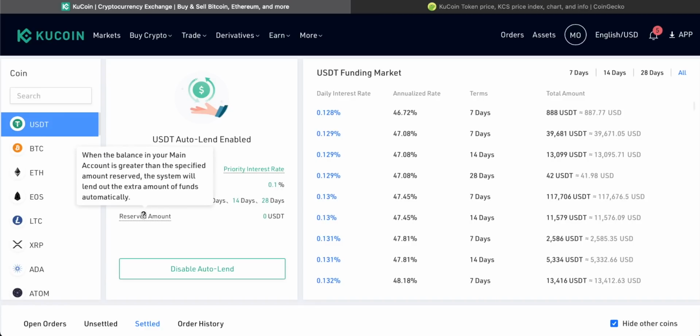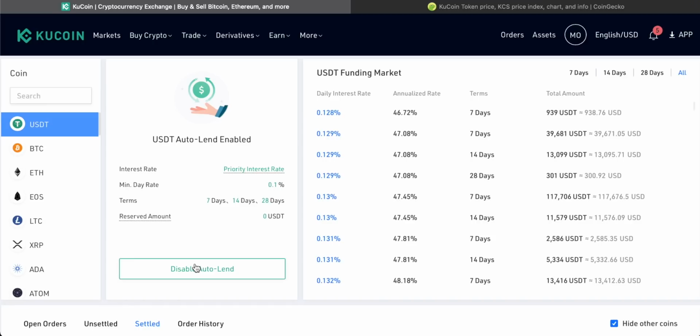And then when we come to reserve amount, this is the amount of the cryptocurrency that you're lending that you actually want to keep in your trading account. Because auto lend will take care of everything and take all of the funds in your account and lend them out, there may be an amount that you want to keep in your account for trading. So you can actually tell the system how much you want. And I've put 0 here.